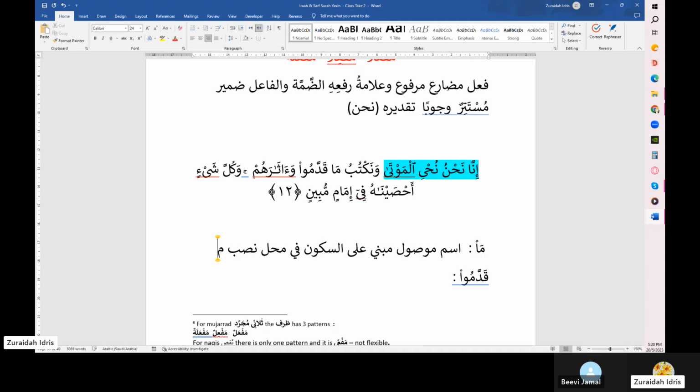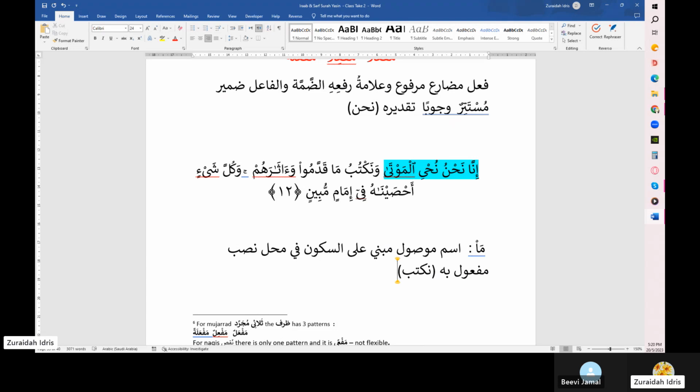Maf'ul bihi for naktubu. Naktubu means we write, or we decree. Yeah, that's a good word, in this case, because it's Allah who is speaking. That's when we do the translation, inshallah.